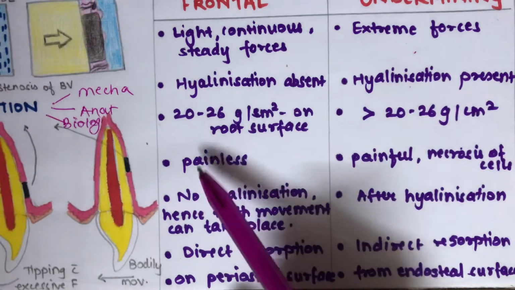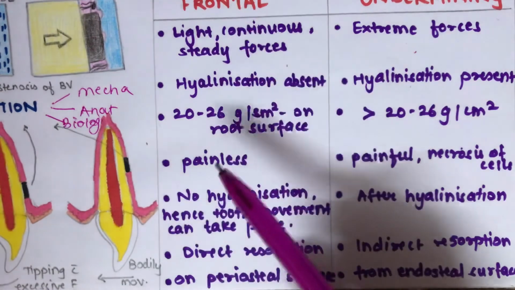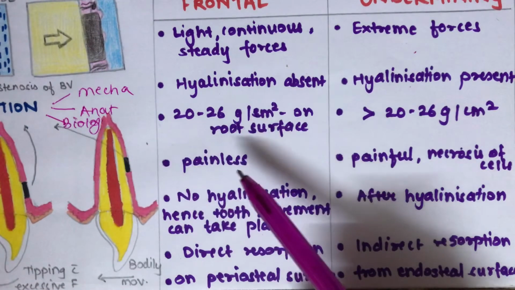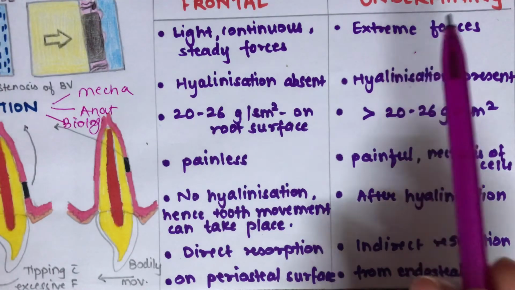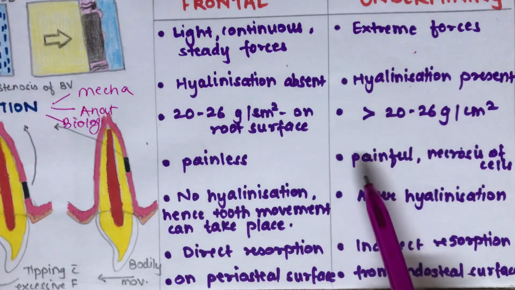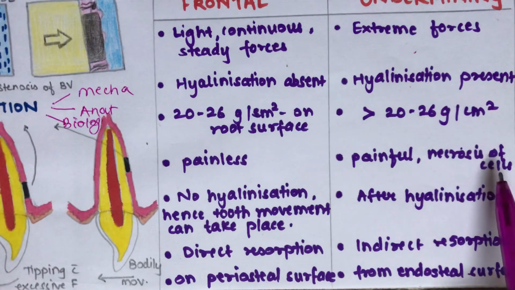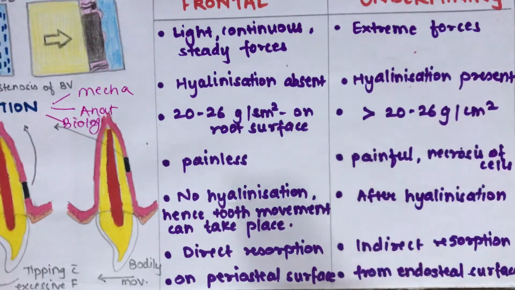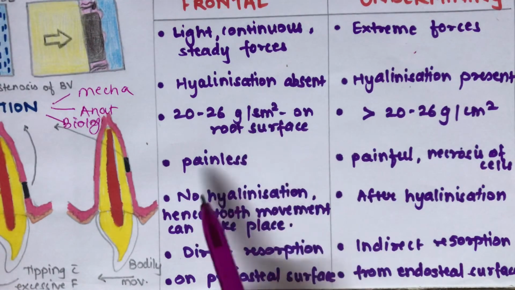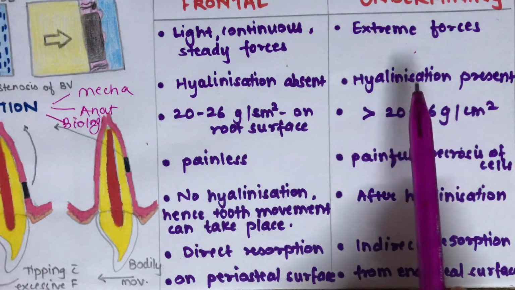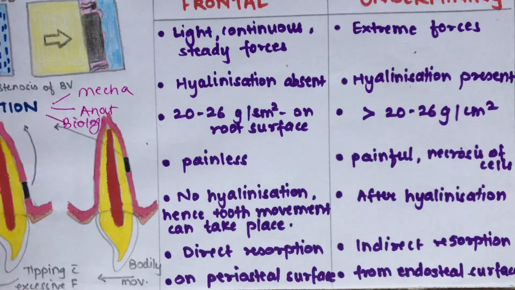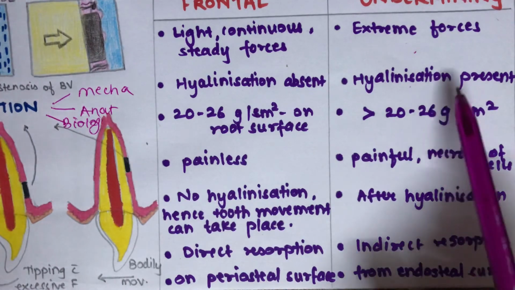Now, as the forces applied are light, the frontal resorption is painless, whereas in undermining resorption the forces are extreme, and because of that it is painful and there is necrosis of the cell, as hyalinization is present. Over here there is no hyalinization, hence tooth movement can take place, whereas in this one the hyalinization is present.